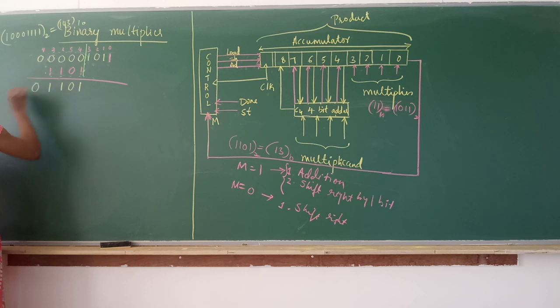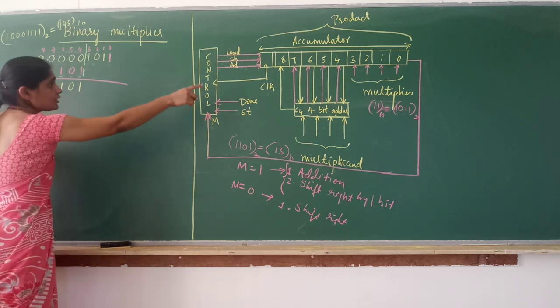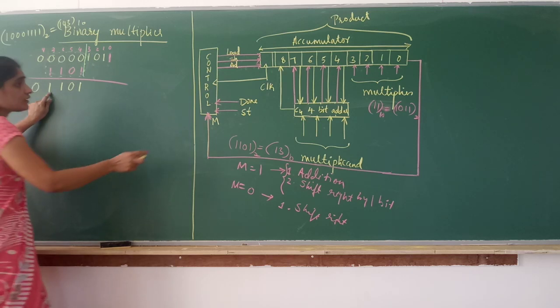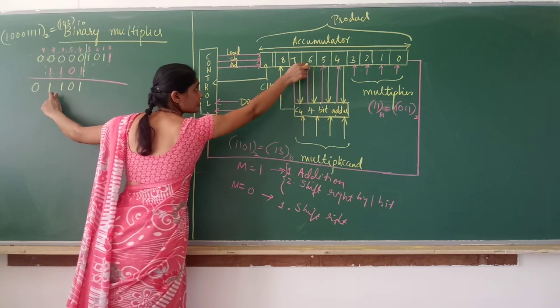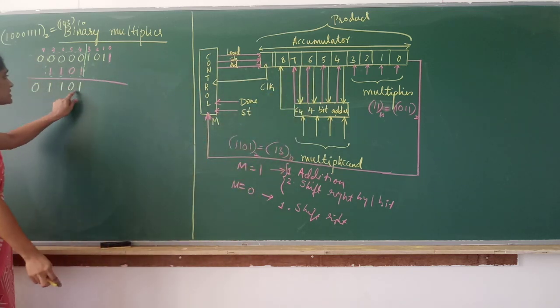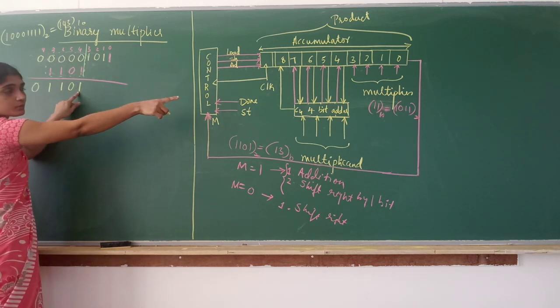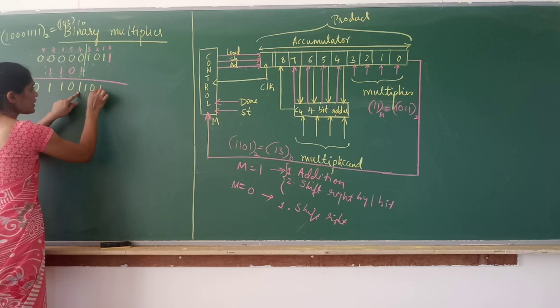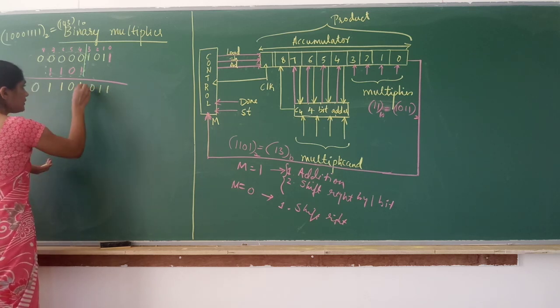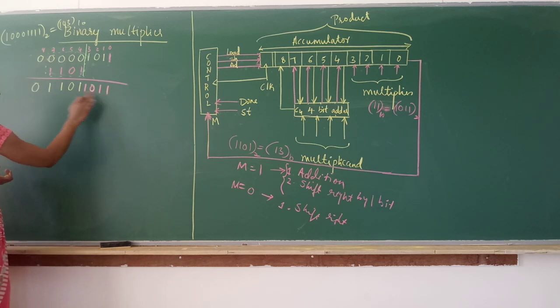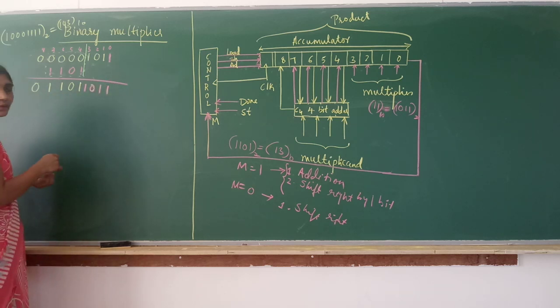Carry is what? 0. So the content of the accumulator what? Carry is 0. So this will be 8 bits and the result will be stored back to the accumulator. So the result is 1101. And the remaining bits are what? The lower 4 bits are what? Multiplier. So 1, 0, 1, 1. Let me write it in another color chalk. So this is the multiplier, this is the answer that is stored in the accumulator.